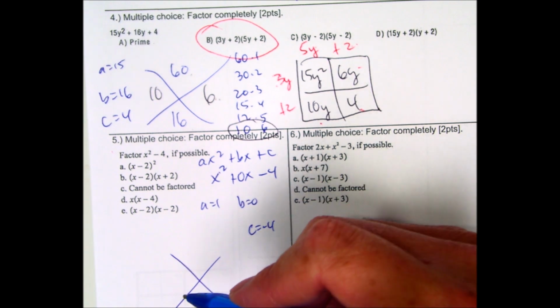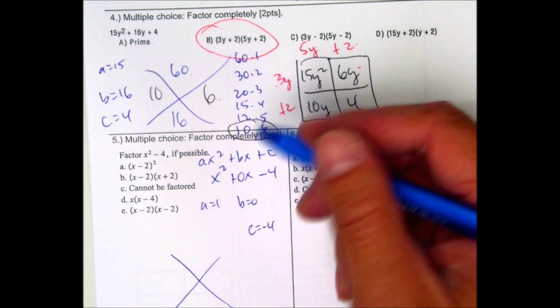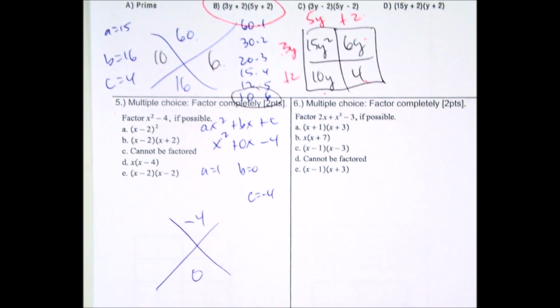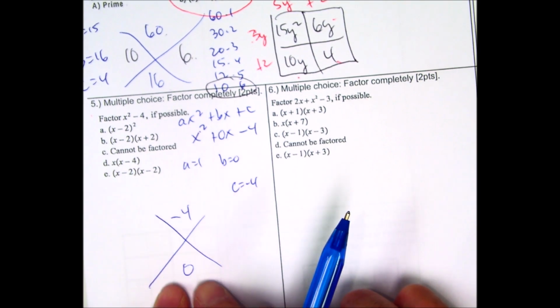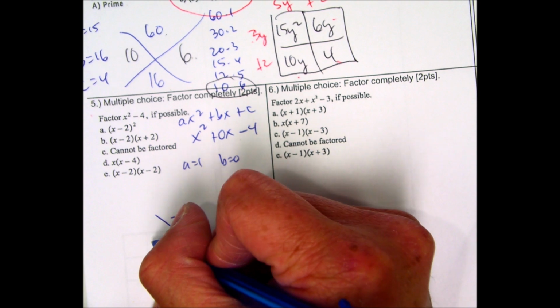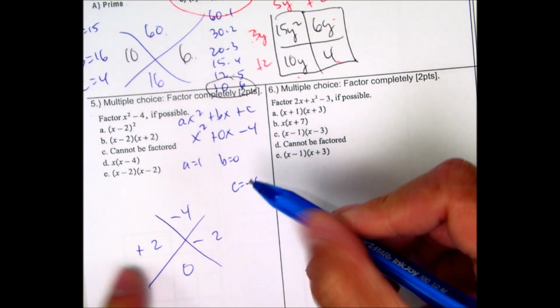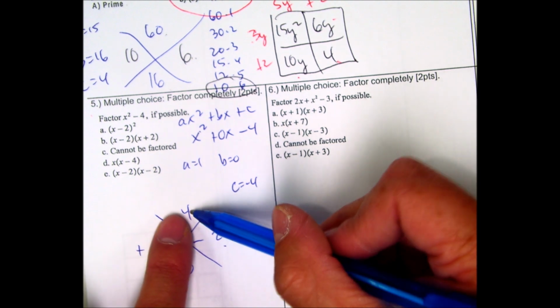I am recording a live video. A times c is negative 4, your b value is 0. When you're trying to think of two numbers that add to be 0, they have to be the same exact number, but one has to be positive, one's negative. Positive 2 times negative 2 is negative 4.